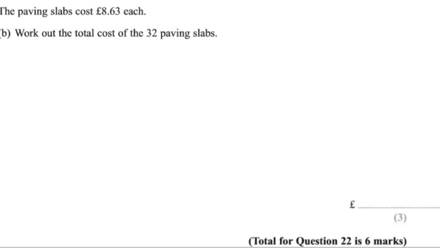The paving slabs cost £8.63 each. Work out the total cost of the 32 paving slabs. Okay, so this is a long multiplication. There's lots of different methods to do long multiplication, so as long as your method works and you get the right answer, stick with your method. This is perhaps the most common method taught these days.